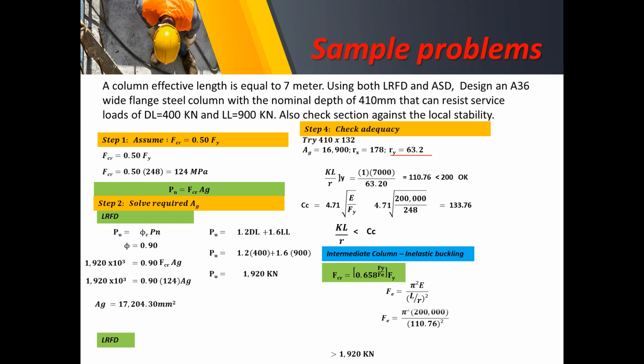Take note here that we need to change the slenderness ratio, because eventually our radius of gyration is different, but it is near to that of the first trial section. So the Euler's buckling stress will be 160.9 megapascals. We continue, substitute the values, and the Fcr will be equal to 130.1 megapascals.